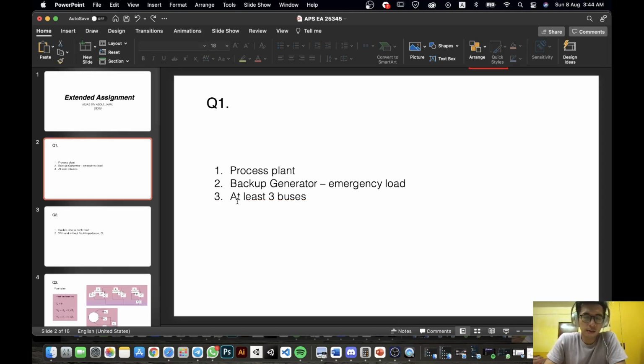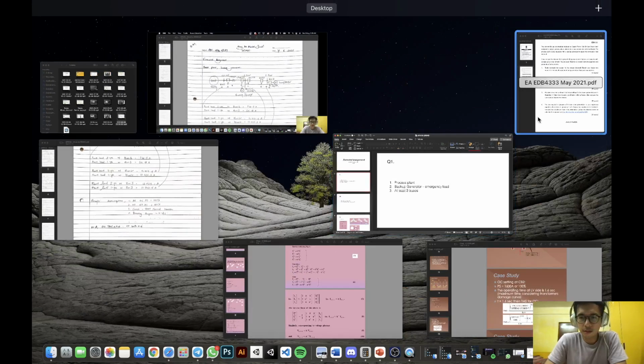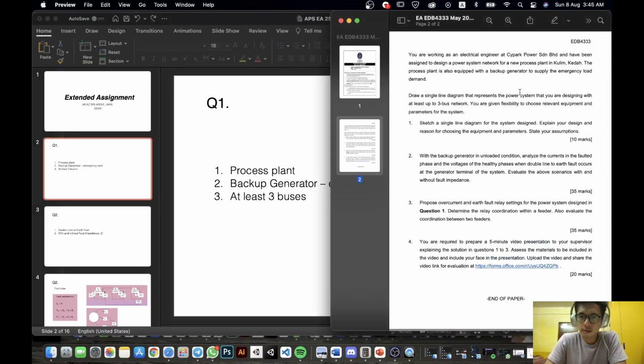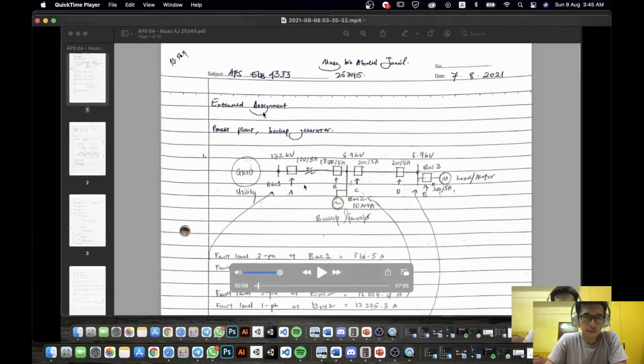So question number 1 asks us to design a process plant single line diagram that connects from the grid to the load. It must have a backup generator for the emergency load, and it must have at least 3 buses representing the power system. So basically this is the power system that I designed.